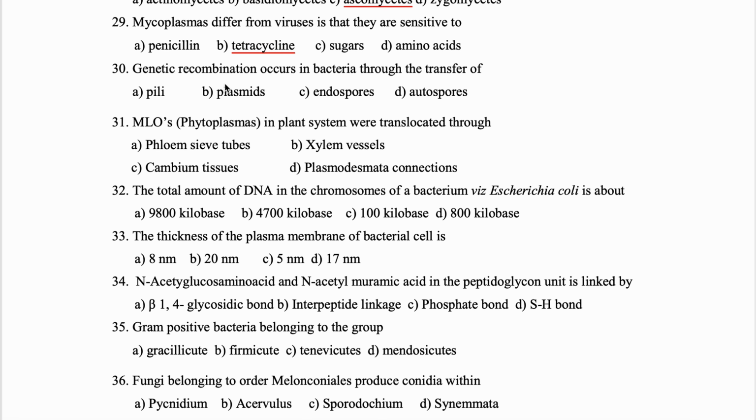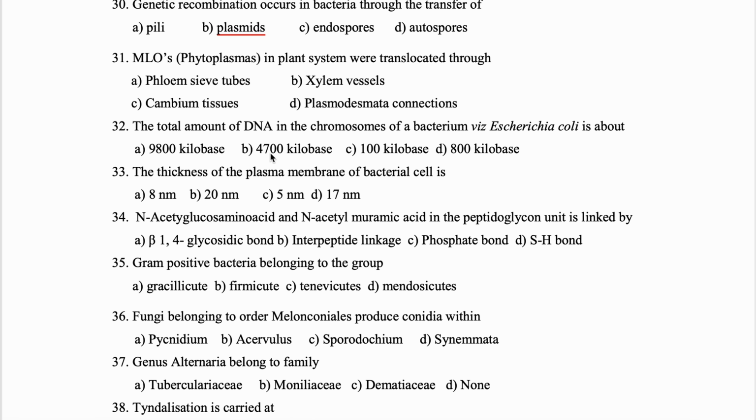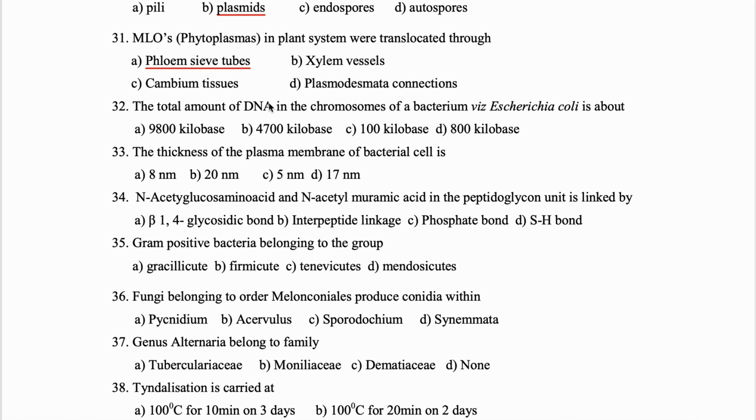Next, genetic recombination occurs in bacteria through the transfer of plasmids. Question 31. MLO, that is mycoplasma-like organism, for example phytoplasma in plant system, is translocated through, I think we all know this answer, that is phloem sieve tubes. Phytoplasma normally translocate through phloem.